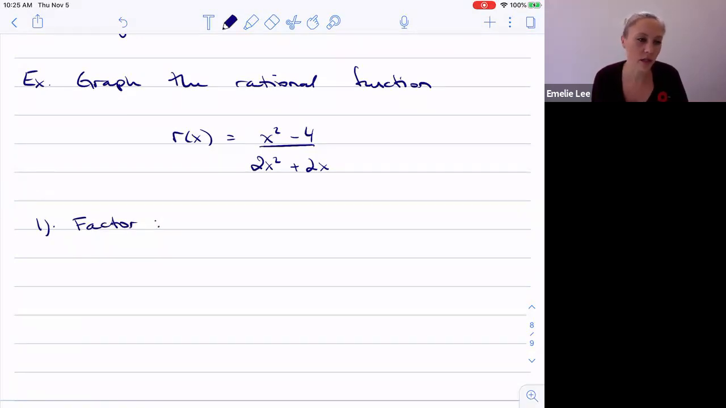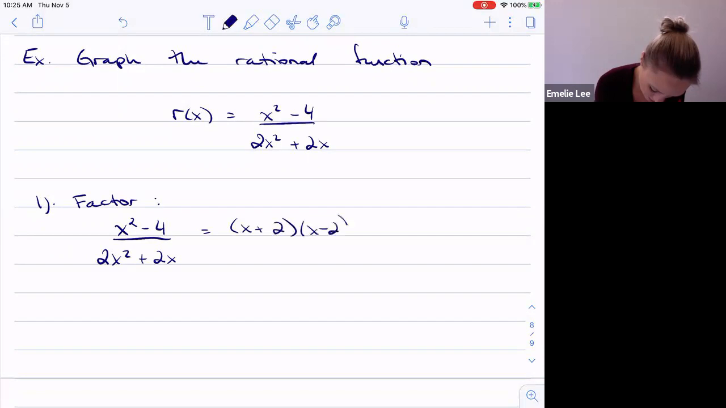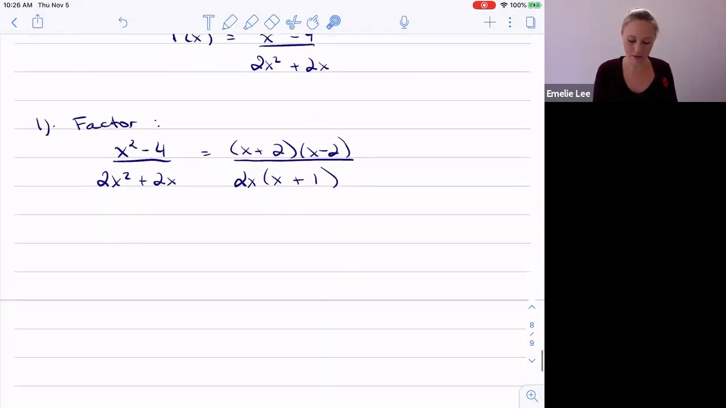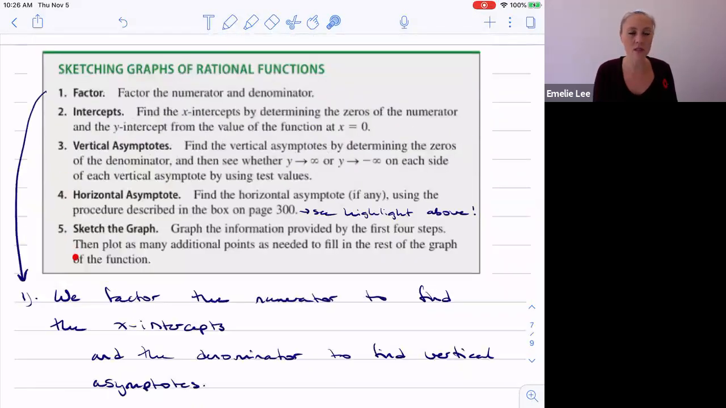X squared minus 4, you can use a quadratic if you want, or we can say, okay, well, x squared minus 4 over 2x squared plus 2x is going to be x plus 2 times x minus 2. Okay. And then here I can pull out a common 2x. So divided by 2x times x plus 1. Okay. All right, so this is factored as much as I can. So now I can move on to the next step. And what I want you to do is I just want you to just follow these steps, right?